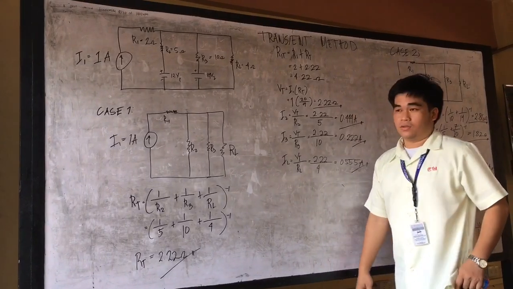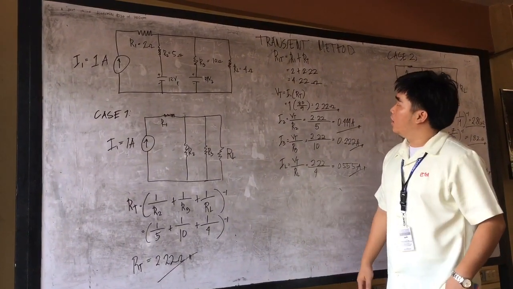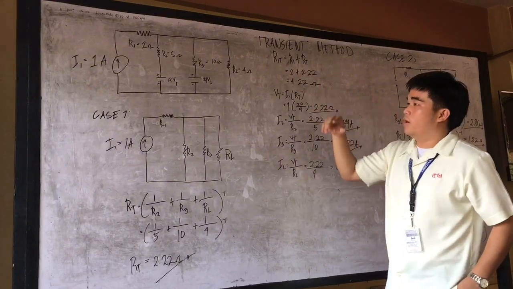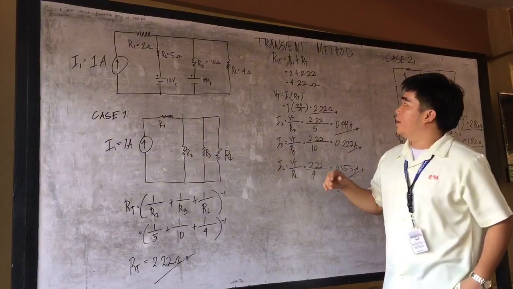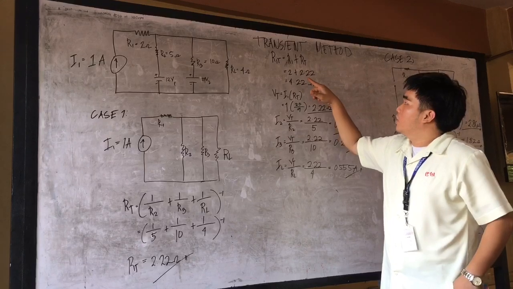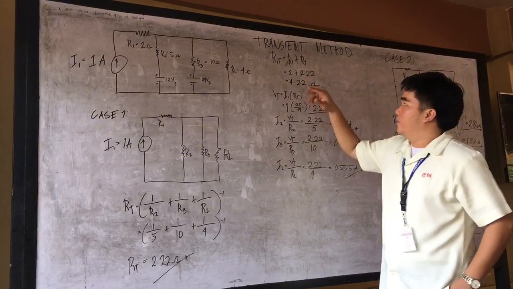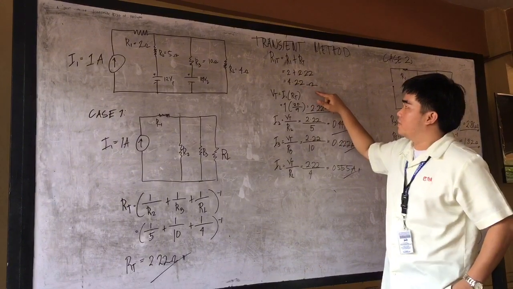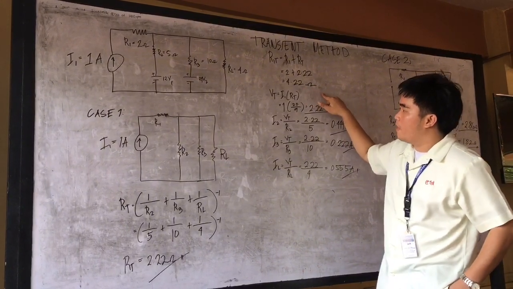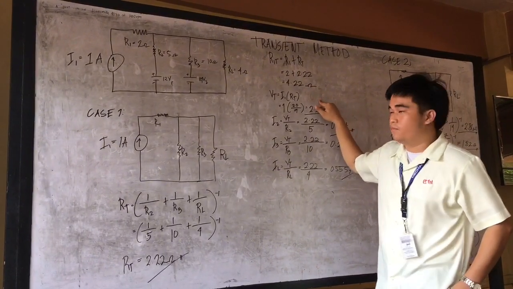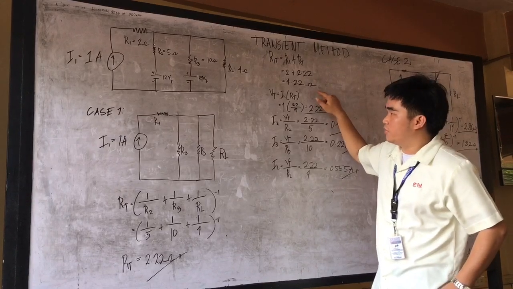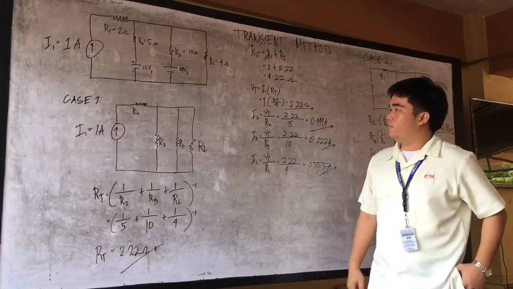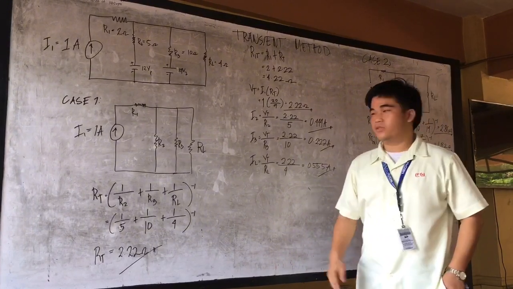So next, to calculate the R1 and the R total, we have to add R1 and the R total. Substituting the given, 2 plus 2.22, the answer is 4.22 ohms. Then next, we have to calculate the total voltage. So we have this formula. So next we have to solve for the total voltage.